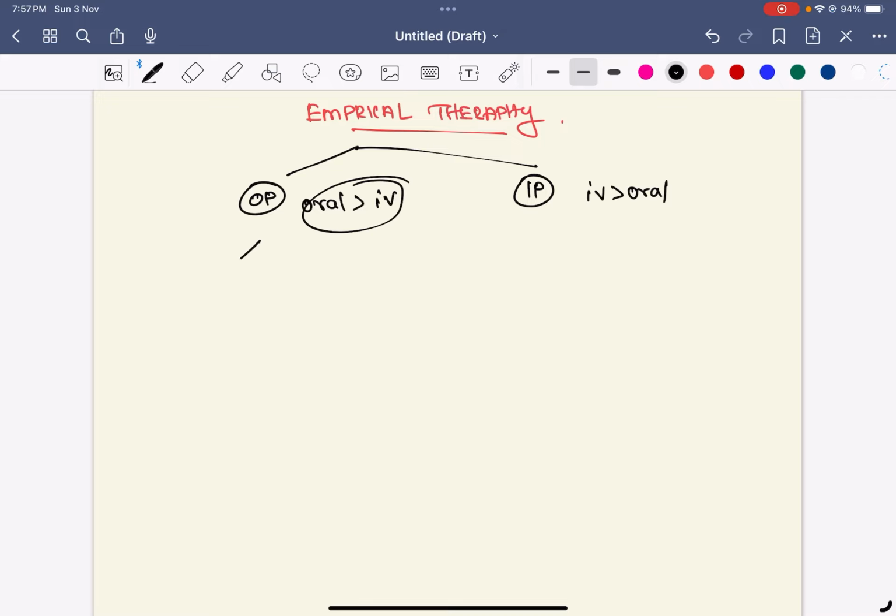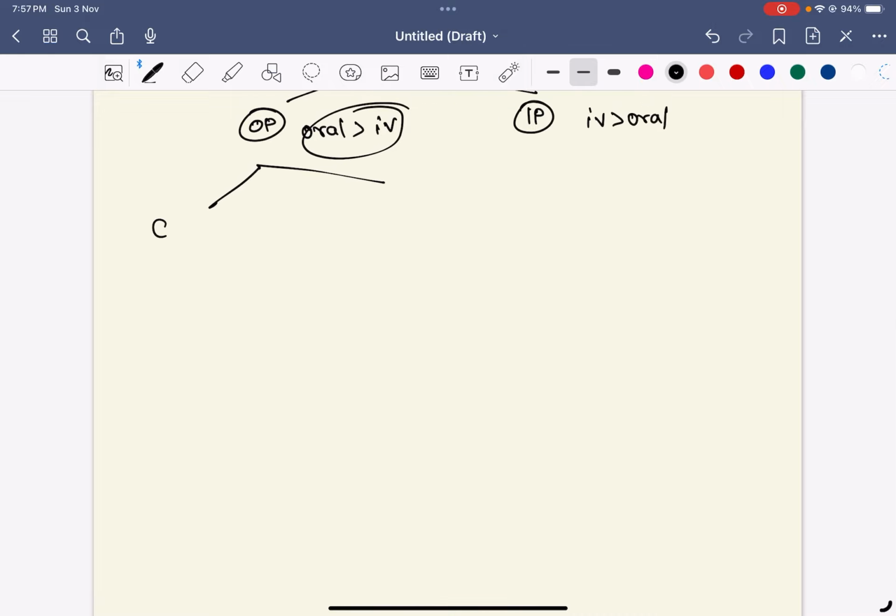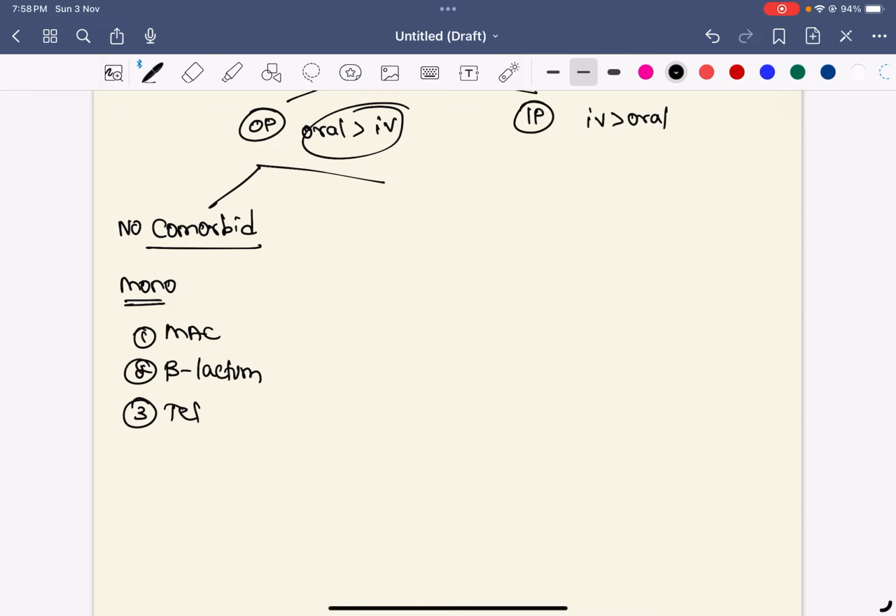Here oral is preferable to IV therapy. In OP treatment, assess whether the patient has comorbid illness or not. If the patient has no comorbid illness, usually the preferred one is monotherapy with macrolide or beta-lactam or tetracycline. Sometimes you may use combination therapy as well. Usually beta-lactam plus tetracycline is used as a combination therapy.